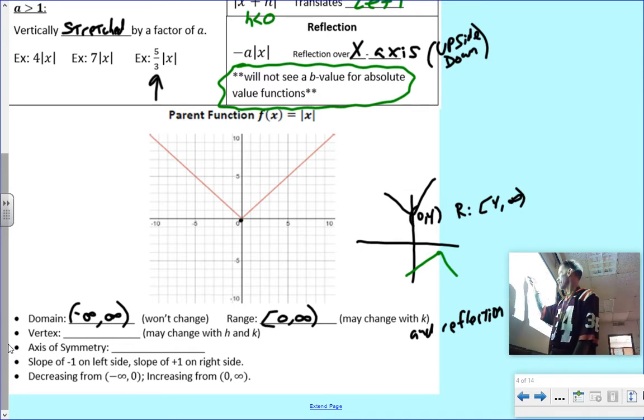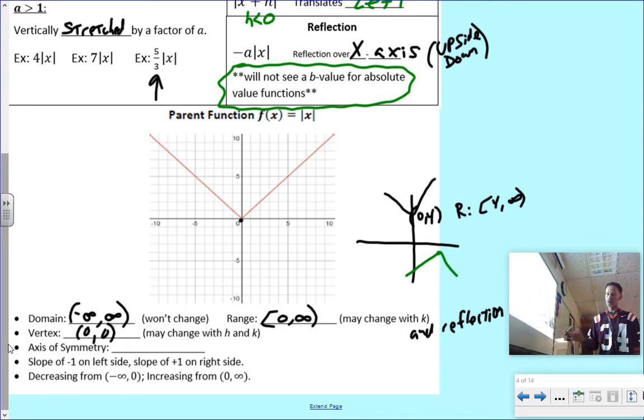Same thing with the vertex. We know the vertex of the parent function is 0, 0. They're at the origin. But again, if h and k are different, if it's going left to right, up, down, that vertex is also going to change. It's going to be exactly (h, k), in fact.